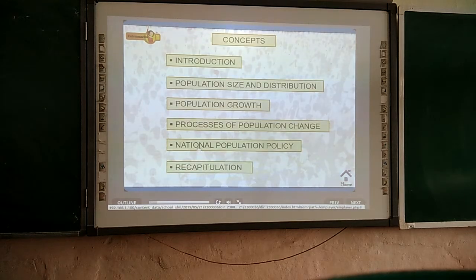This module includes introduction, population size and distribution, population growth, processes of population change, national population policy, recapitulation.